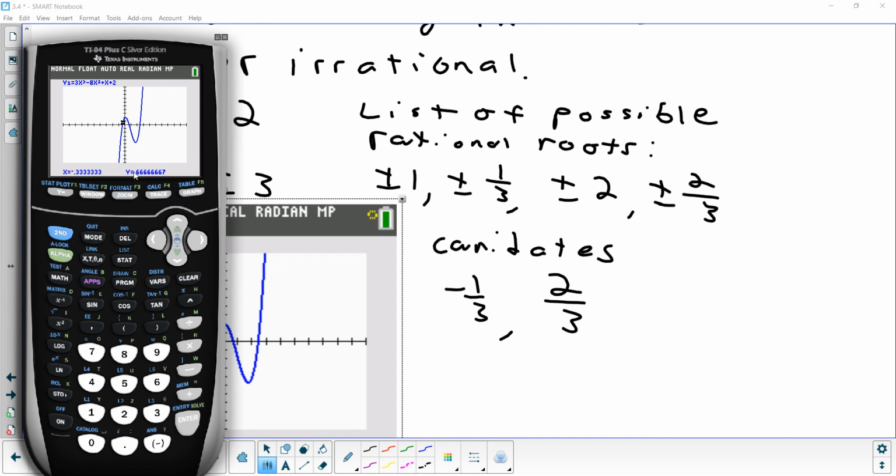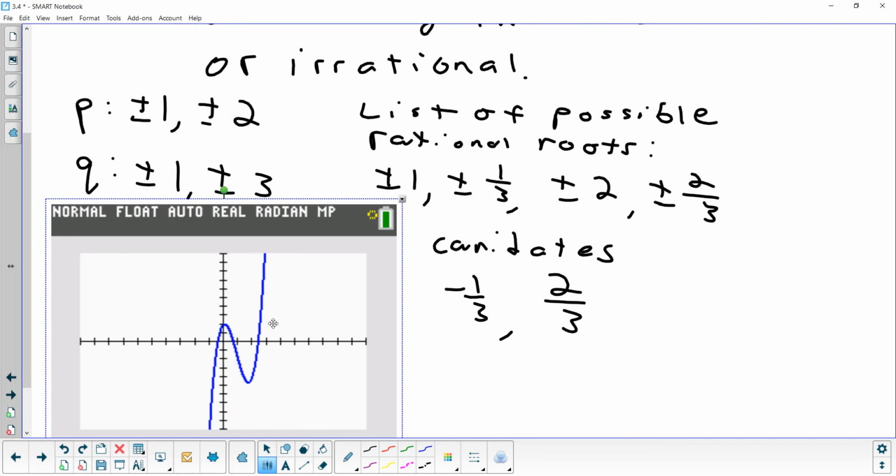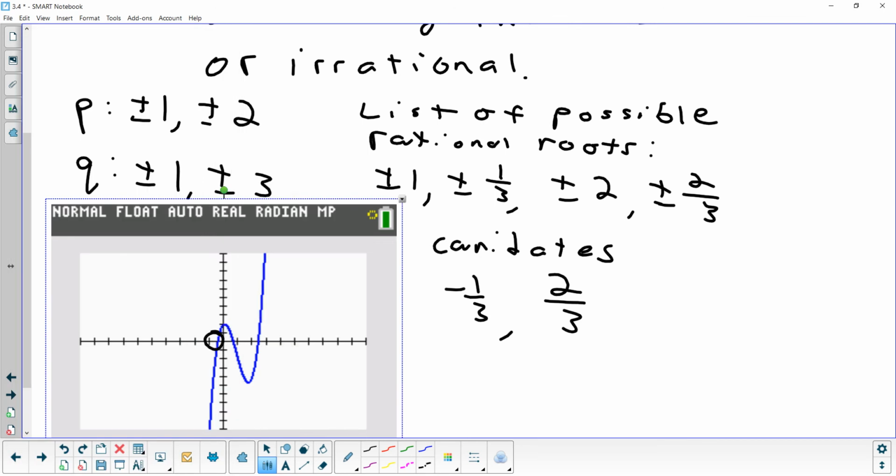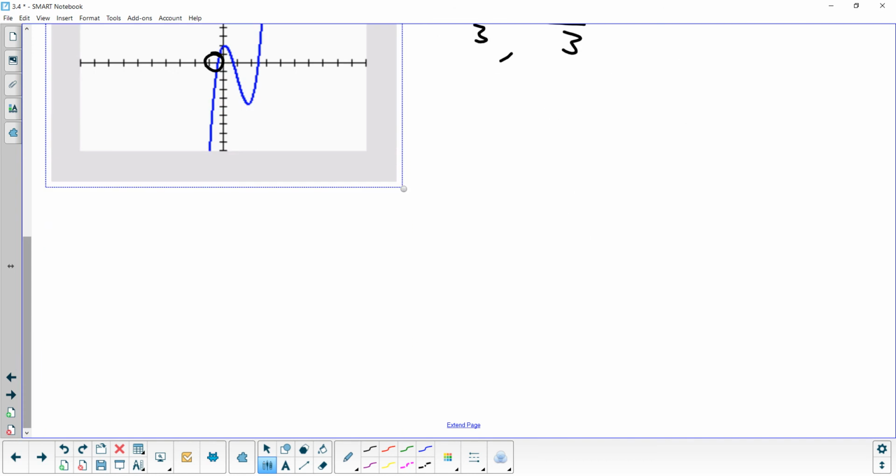No, not a root. So negative 1/3 was close, but that doesn't come out to 0. So that may give us a hint about what kind of number this is going to be. This one is not in that list. So that means it's probably not that type of number. Okay? So let's go with the one that did work, which was 2/3.